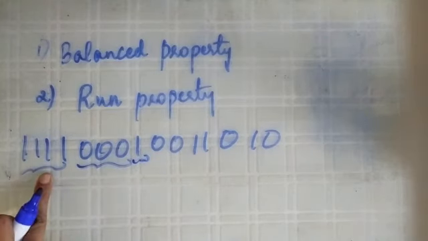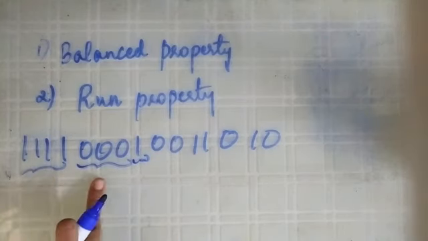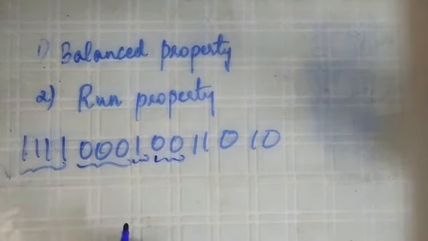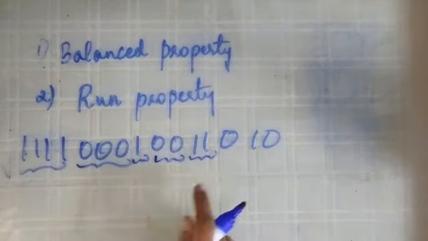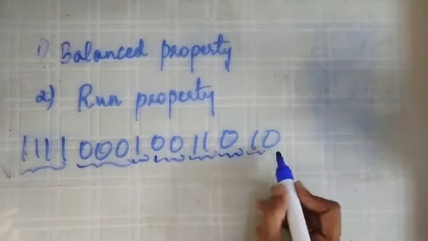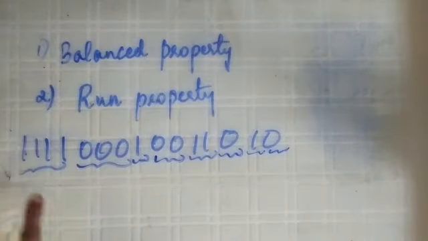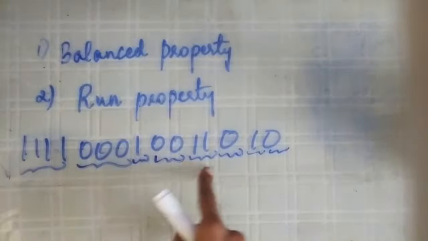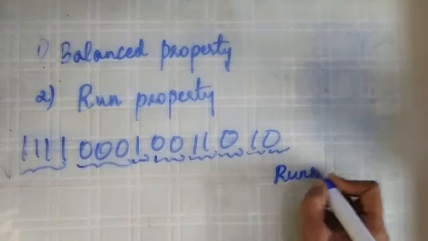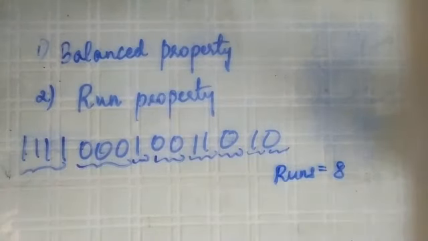This is a run of length 4. This is a run of length 3. This is of length 1. This is of length 2. This is another run of length 2. This is a run of length 1. Again 1. And this is also 1. So you have 1, 2, 3, 4, 5, 6, 7, 8. Total runs you have is 8.